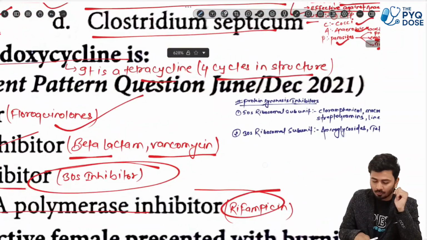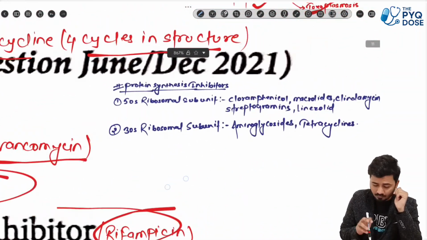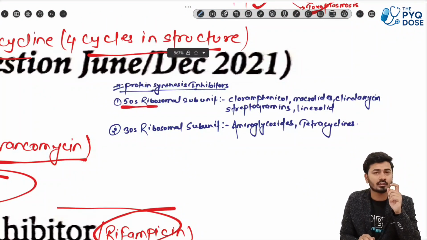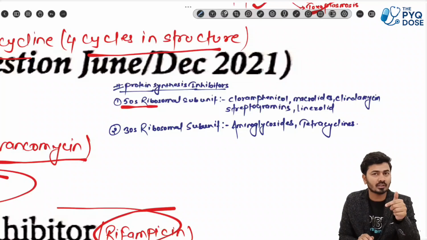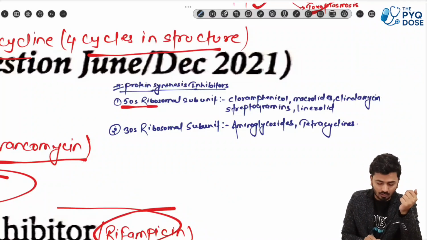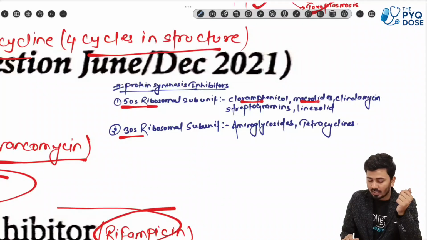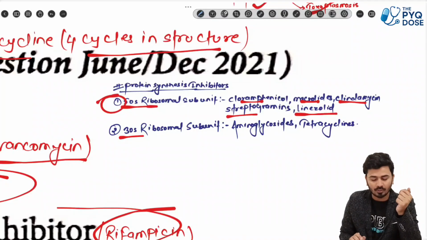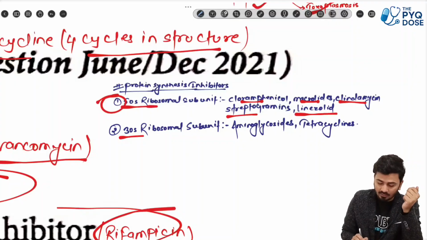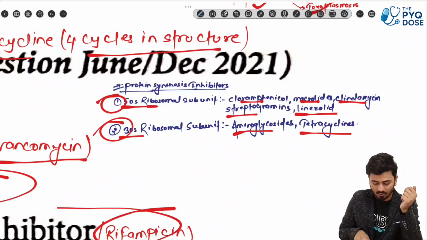If we talk about protein synthesis inhibitors, there are 2 types, one acting on the 50S ribosomal subunit and one on the 30S ribosomal subunit. Chloramphenicol, macrolides, clindamycin, streptogramins, and linezolid work on the 50S ribosomal subunit, and aminoglycosides and tetracyclines work on the 30S ribosomal subunit.